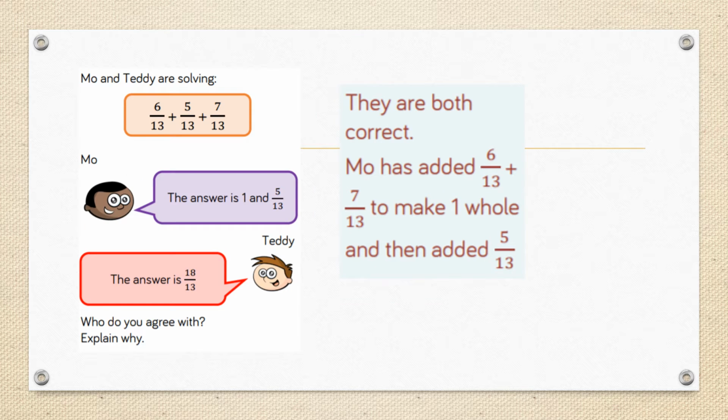This challenge was a little bit of a trick question. The answer is that they are both correct. Mo said that there were 1 and 5/13, and Teddy said that there were 18/13. These are both the same. As you can see, what Teddy has done is that he's added 6 and 7/13 to make one whole, and then added another 5/13 on, which has given him 18/13. This is exactly the same as 1 and 5/13.